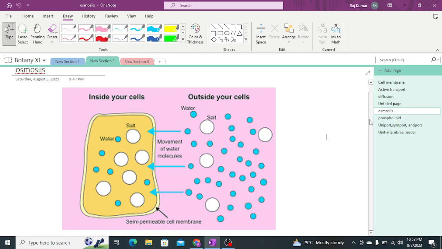Suppose a cell is placed inside a hypotonic condition. Then the cell is hypertonic, whereas the water, which is the environment in which it is present, is hypotonic. So water will move from where? Water will move from the hypotonic condition to the hypertonic condition, from outside the cell to inside the cell. This process is called endoosmosis, as water moves from the extracellular environment into the intracellular environment.